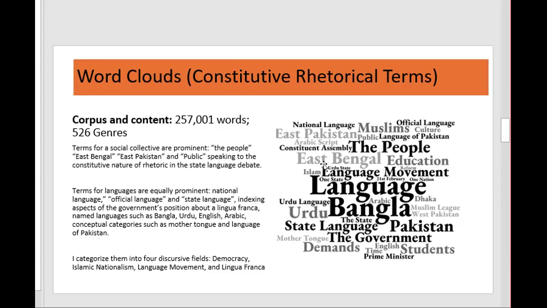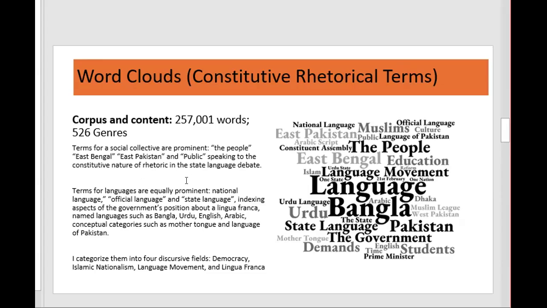So you can see the mass movement corpus is constituted around two topics: language and political units. You can sort of see the collective noun, the people, East Bengal, East Pakistan, public. This is the constitutive nature of the political nature of that movement. They're demanding political rights, they're demanding states' rights, they're demanding political representation.